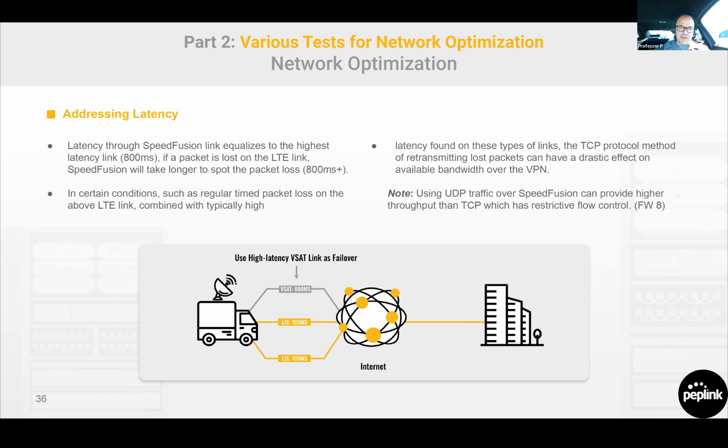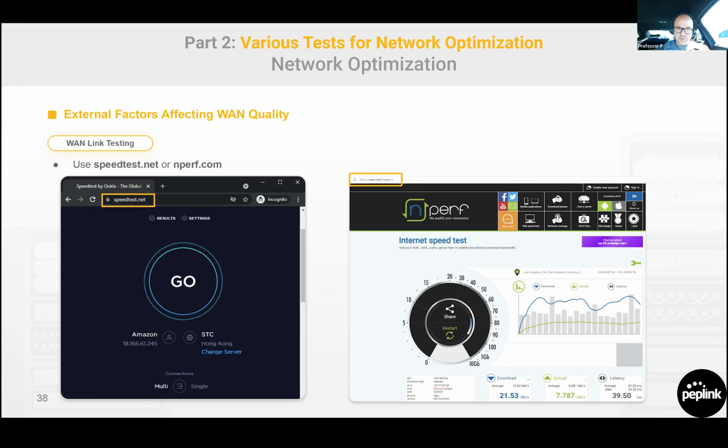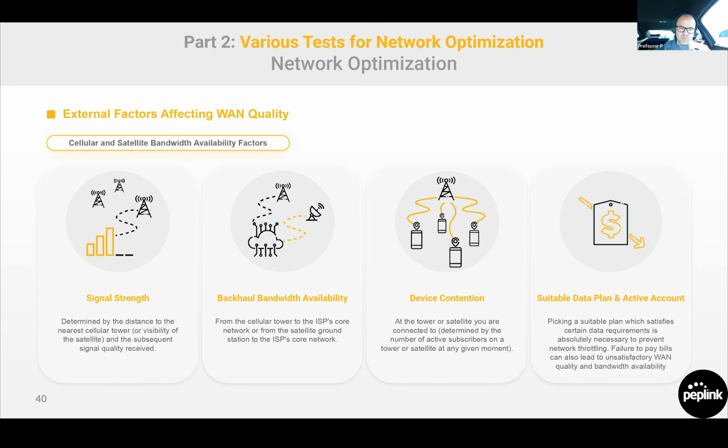I'm going to skip calculating overhead and latency because we're almost at the end and I want to get some factors. WAN link testing, we already did that. We talked about latency, WAN quality, signal strength, backhaul availability. We talked about the number of devices, and then the right plan. I never really talked about that, but the right plan matters.